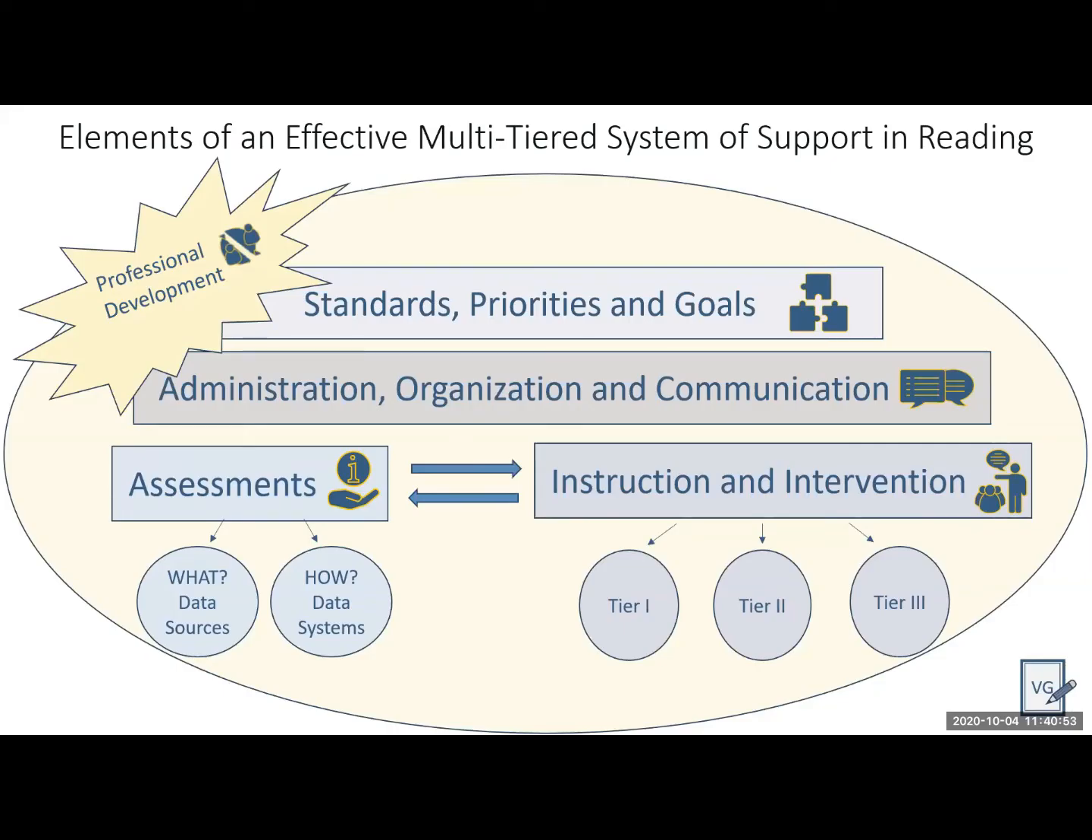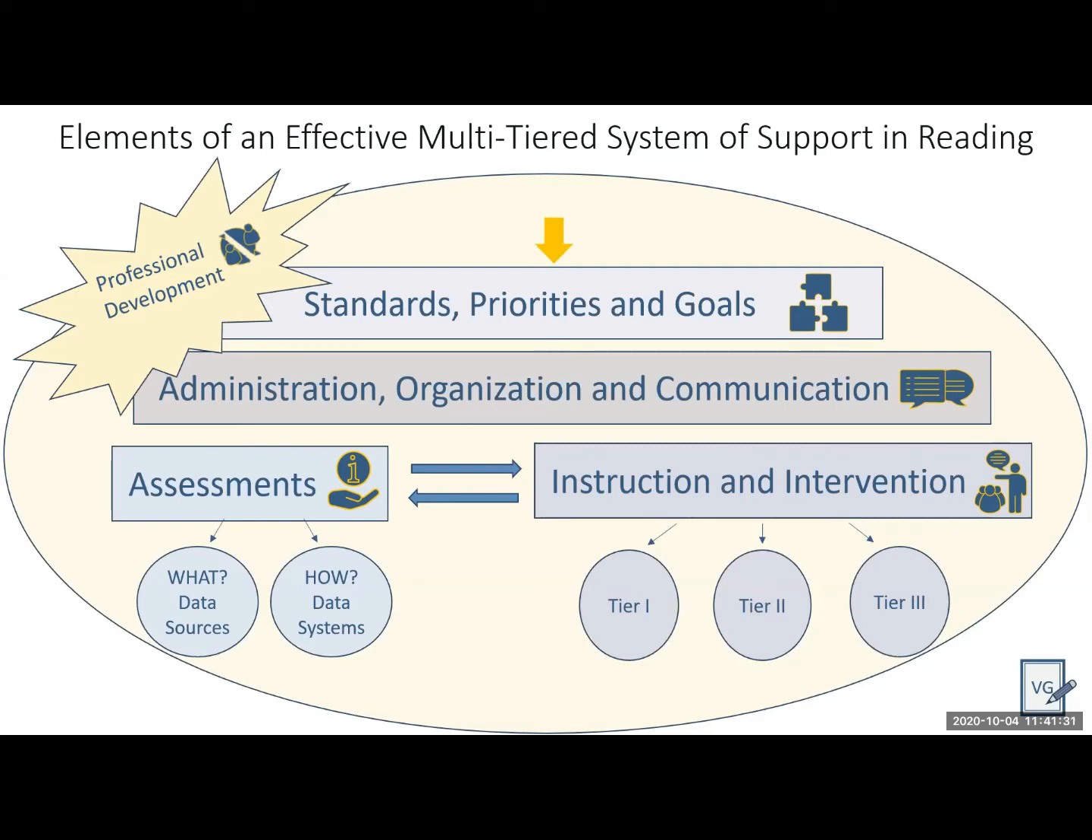A healthy MTSS-R system includes several crucial elements. This graphic shows the relationship between the 5 elements of the Lead for Literacy framework and a multi-tiered system of support in reading. The Lead for Literacy framework consists of 5 elements: standards, priorities, and goals, administration, organization, and communication, instruction and intervention at tiers 1, 2, and 3, assessments, and lastly, professional development and job-embedded collaborative learning.